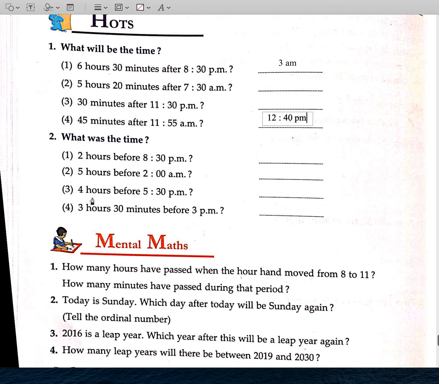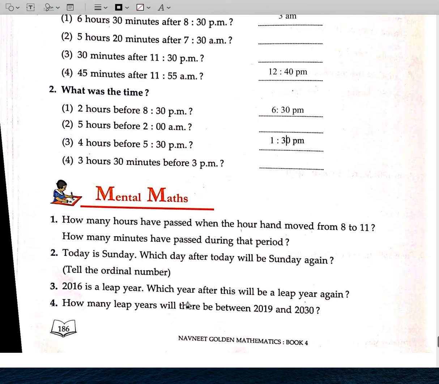Now it is subtraction. So 2 hours before 8:30 will be 6:30. So it will be 6:30. Then we have 4 hours before 5:30. 4 hours before 5:30 will be 1:30 PM.